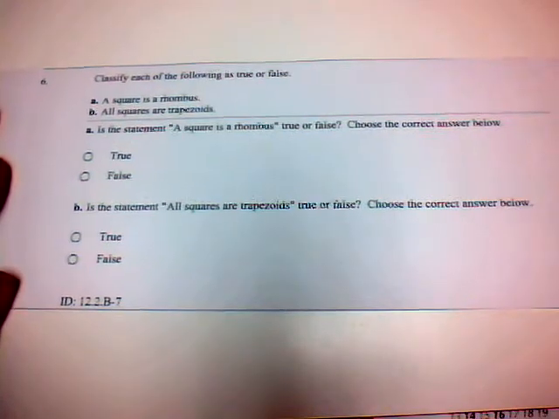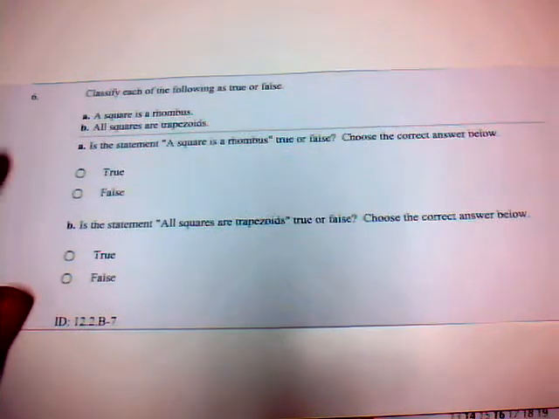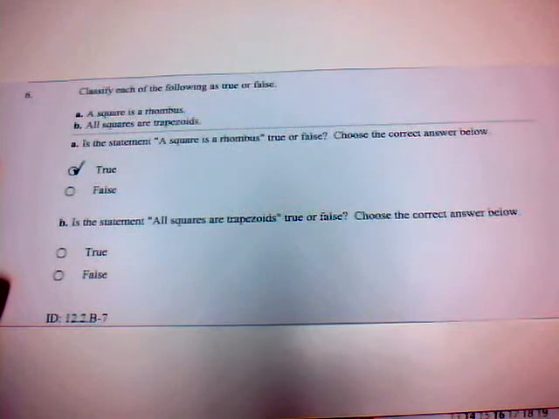Okay. Problem number 6. Classify each of the following as true or false. In part A, a square is a rhombus. Well, the square has all the properties of a rhombus, so that means that statement is true.